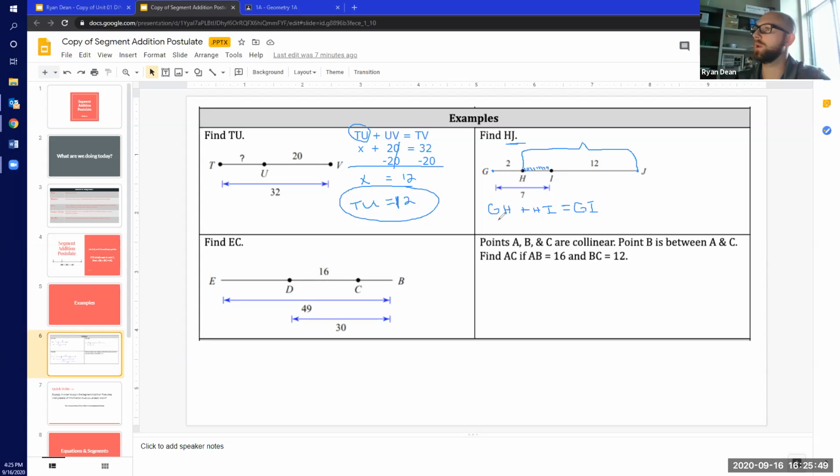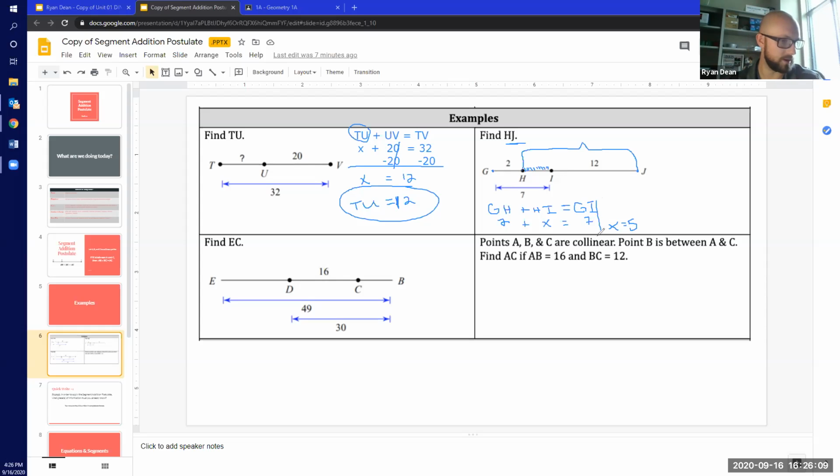And I plug in what I know. I've got the 2 for GH. I know that GI is 7. It means that we're going to call HI X. 2 plus X equals 7. This X is 5. Right?